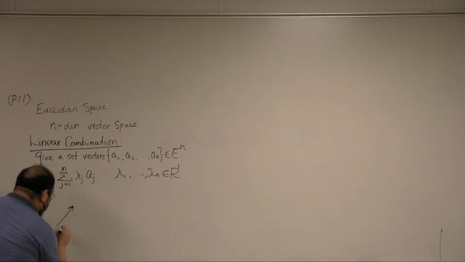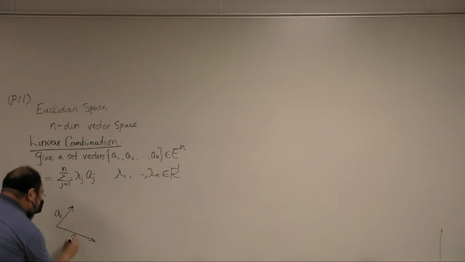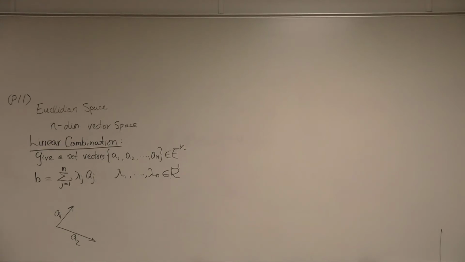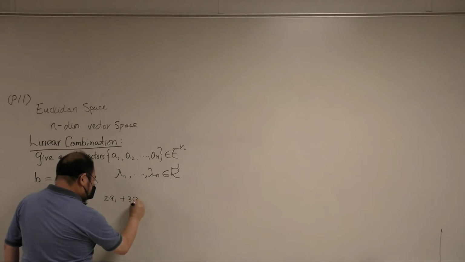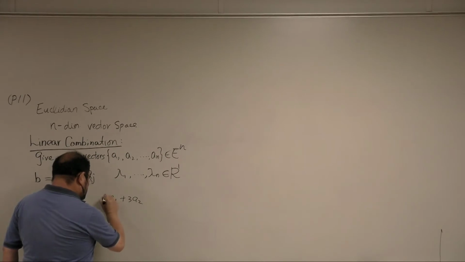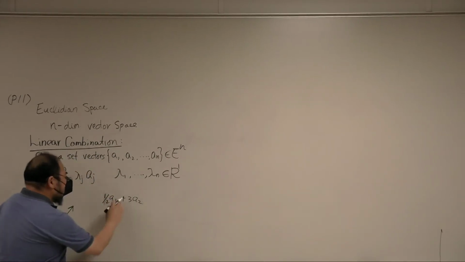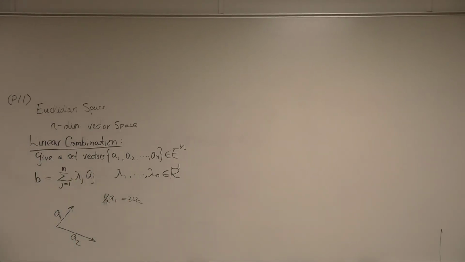What does this mean in geometric space? If I have just two vectors, A1 and A2, what is the linear combination of these two? A linear combination could be 2A1 plus 3A2, correct? Can it be one half of A1 minus 3A2? Can it be? Still, they're real numbers.